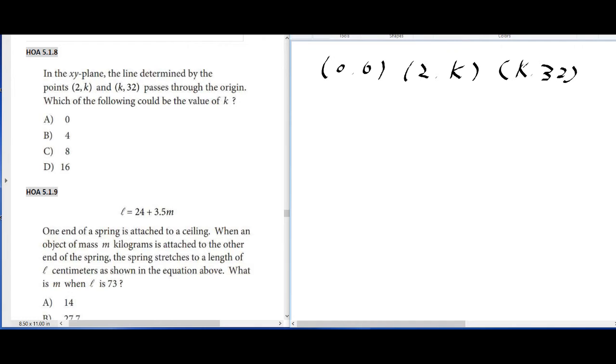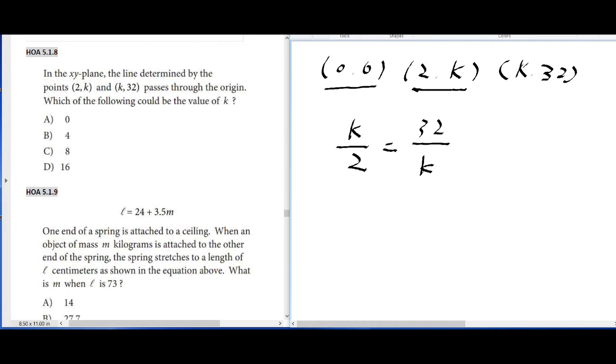So I'm going to use the slope concept, okay? You just use this origin, okay? Using these two points, what is the slope? K over 2, right? How about this one? 32 over K, right?